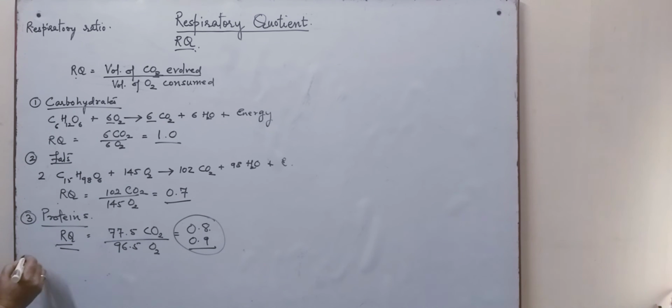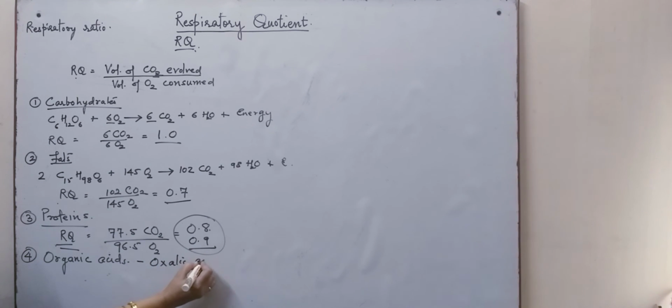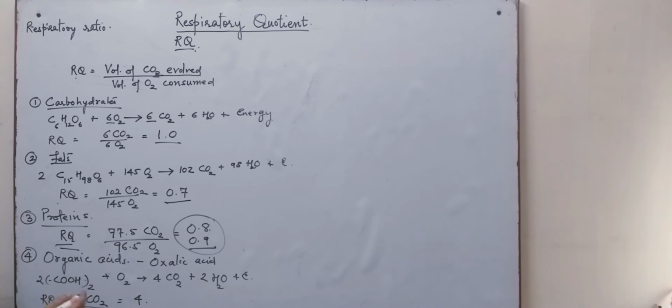Let us do some more. Let's talk of some organic acids, which are also nutrients. Some organic acids such as oxalic acid. So we are taking 2 molecules of oxalic acid, which gives 4 carbon dioxide and 2 molecules of water plus energy. On calculating, the RQ value of oxalic acid is 4 carbon dioxide to 1 molecule of oxygen, so the RQ value is 4. Same way we can calculate for different kinds of acids. Here it is important to understand that the RQ value can be 1 or even greater than 1.